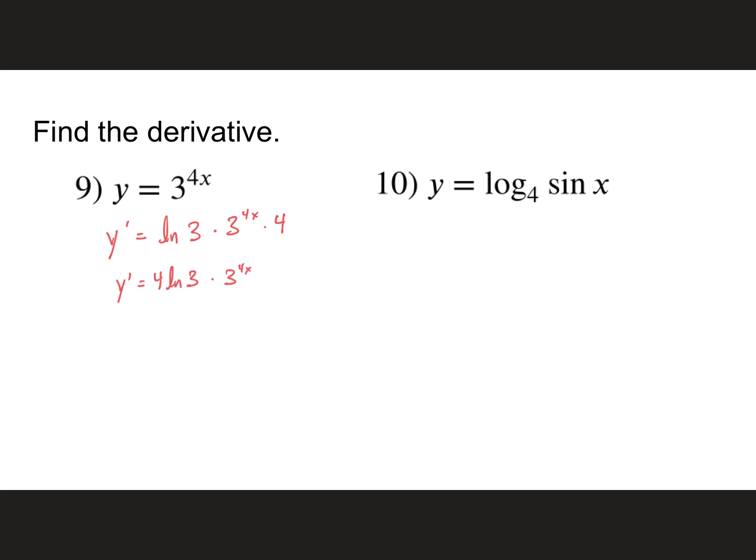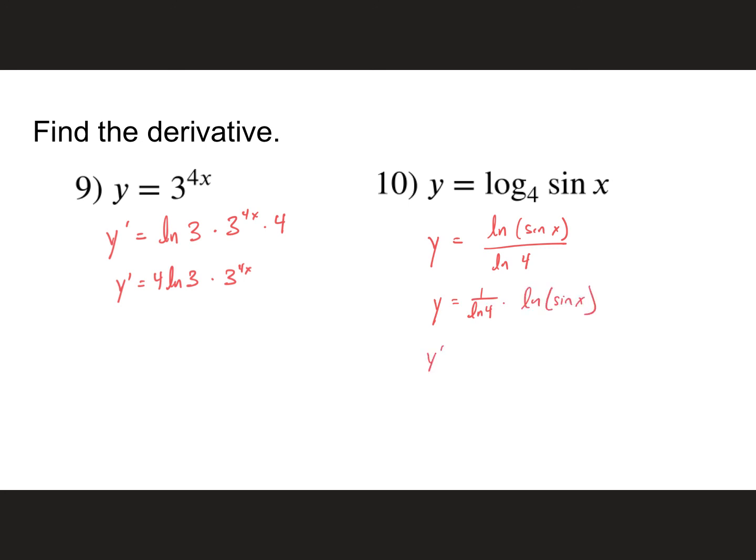Looking at number 10, I have log base 4 of the sine of x. Again, I'm a big fan of using the change of base formula with this, especially since it looks a little more complicated. So the log base 4 of sine of x, I'll change to the natural log of sine x over the natural log of 4. So that would make me 1 over the natural log of 4 times the natural log of sine of x.